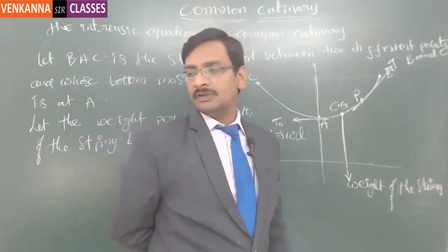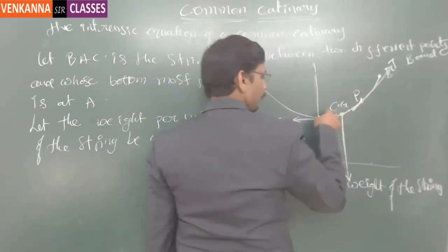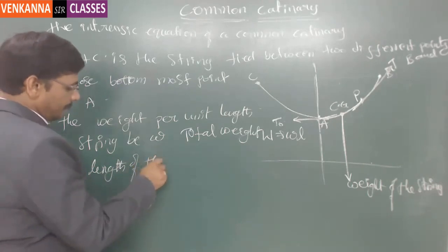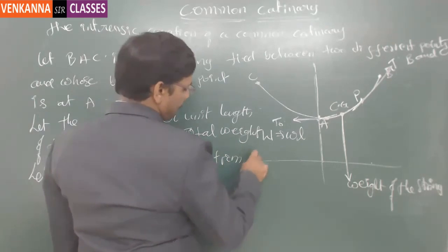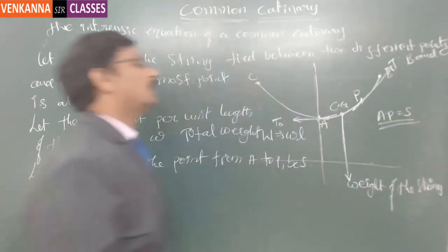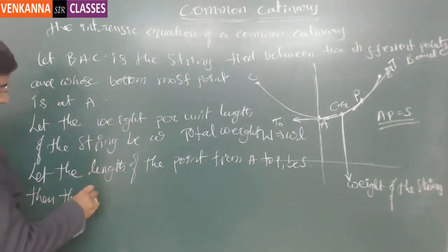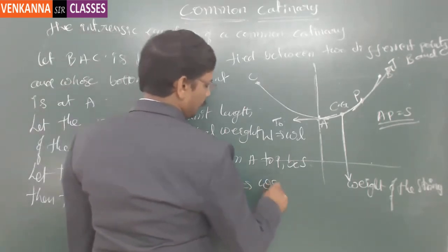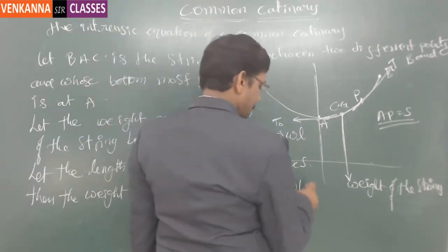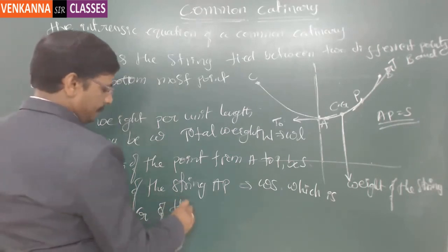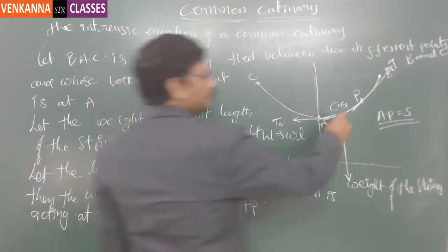Now for this particular case, let us say I call this length S. Let the length from A to P be S. So if I call AP equal to S, then the weight of the string AP is equal to w into S. So that is the weight of the string which is acting at the center of gravity of the length AP. So this is the place. I call this point G.